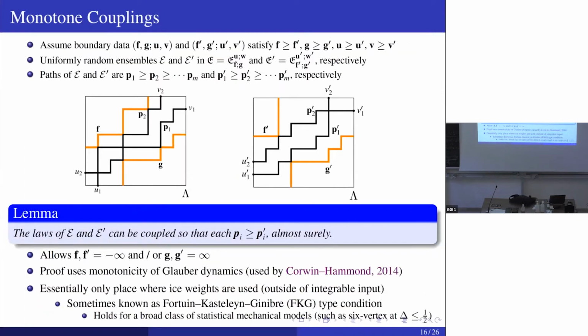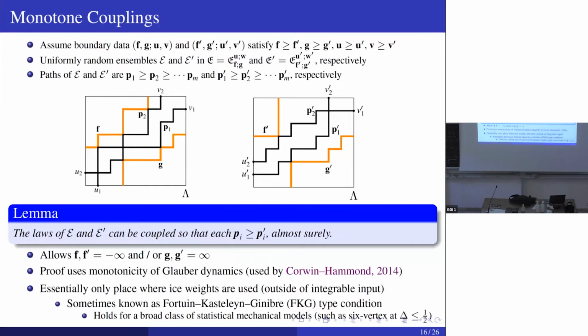What will be important in the arguments are monotone couplings. These are ways of coupling 2 6 vertex ensembles in such a way that one lies above or below the other. So let's assume that our boundary data has the following property: F is greater than or equal to F prime, G is greater than or equal to G prime, U is greater than or equal to U prime, and V is greater than or equal to V prime. I remind you that greater than or equal to simply means southeast of. So all of the boundary conditions of this model are southeast of the corresponding boundary conditions in this model.